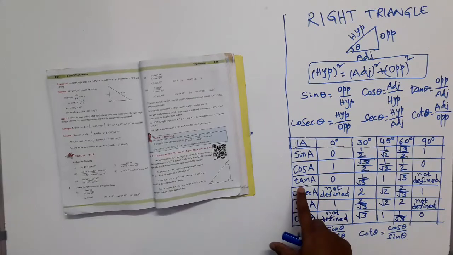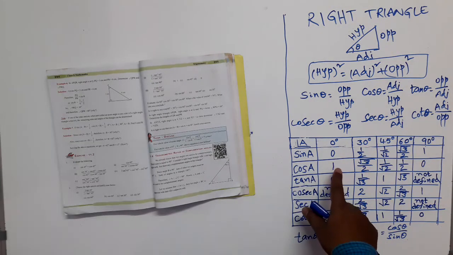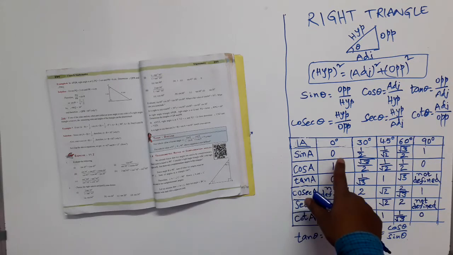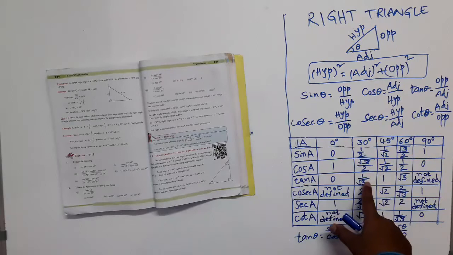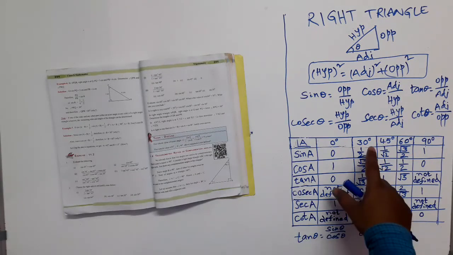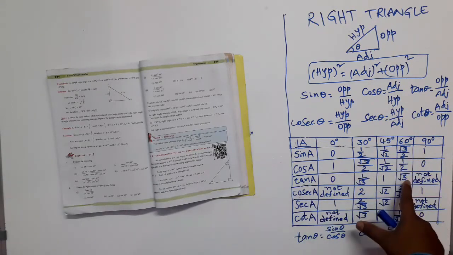In the same way, tan. What is tan? Tan theta is sin theta by cos theta. We know, right? Cot theta is cos theta by sin theta. Tan 0 degrees is 0 by 1, which is 0. Tan 30 degrees is 1 by root 3. Tan 45 degrees is 1, since this by this is 1, 1 by root 2 by 1 by root 2. Tan 60 degrees is root 3.